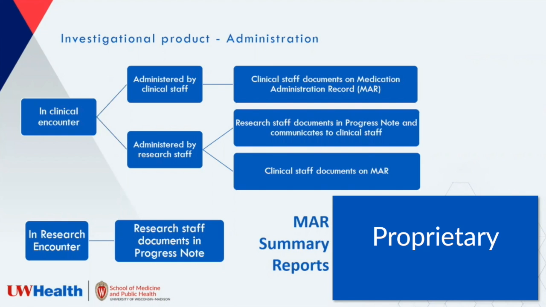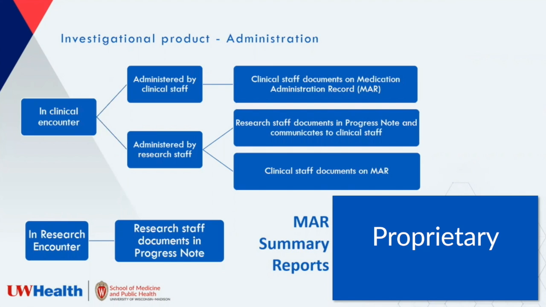So we're going down to the second option here. If during the clinical encounter it's administered by the research staff, who do not have the ability to document on the MAR, they are going to need to document that in a progress note and then communicate that to the clinical staff, who can then add it to the MAR on their behalf and make a note in there, like to see the progress note about the administration, for example. But you have to work in collaboration with your clinical staff to get that on the medication administration record if you're research staff administering that product.